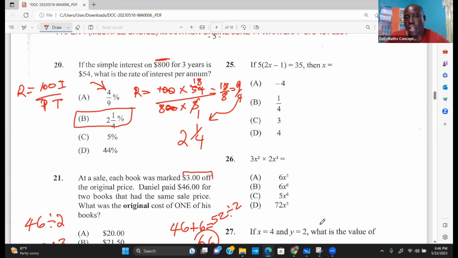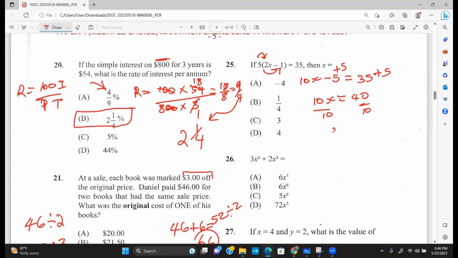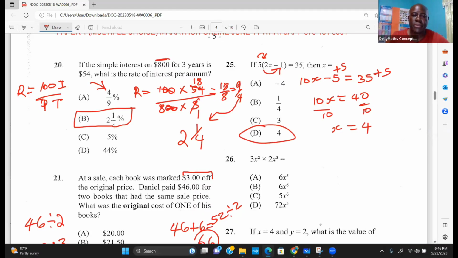All right, so what we want to do here is distribute. So 5 times 2x is 10x. 5 times -1 is -5. And this is equal to 35. Then you add 5. So 10x is equal to 40. Divide by 10, so x is equal to 4. All right.